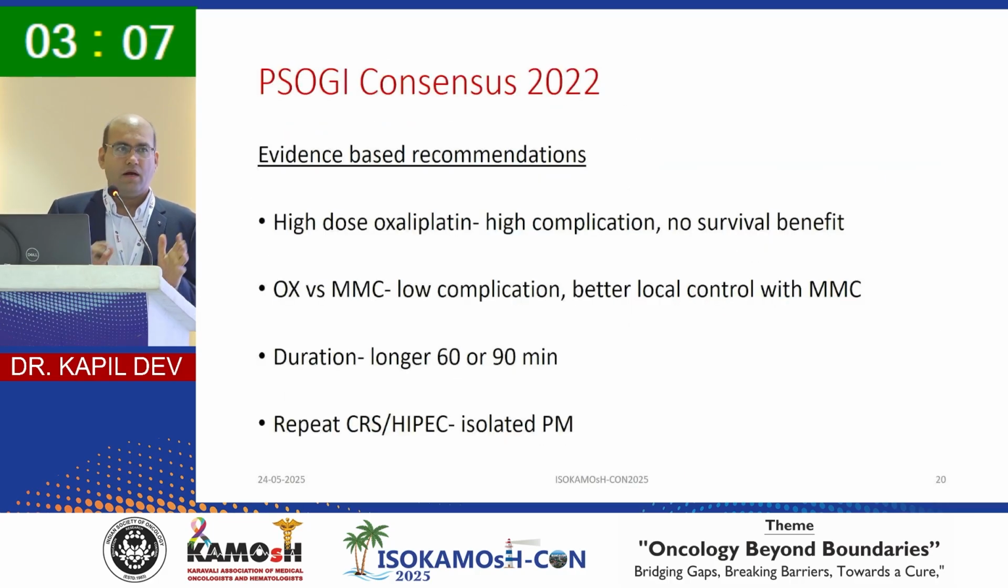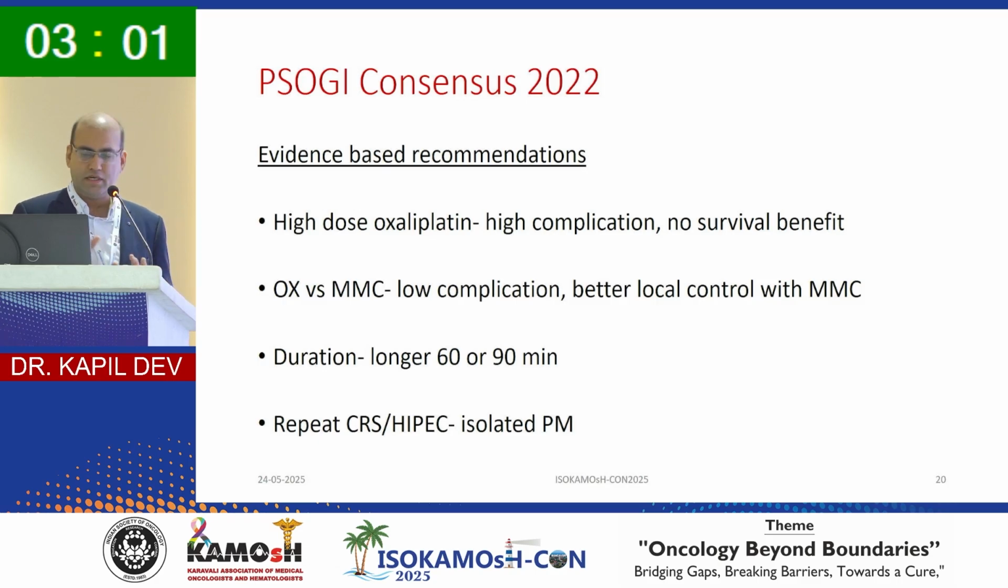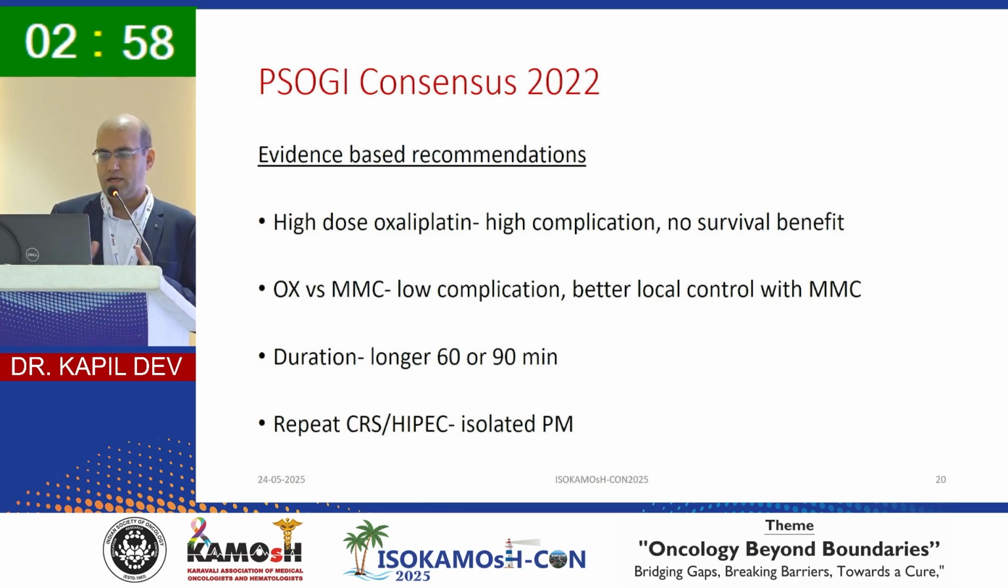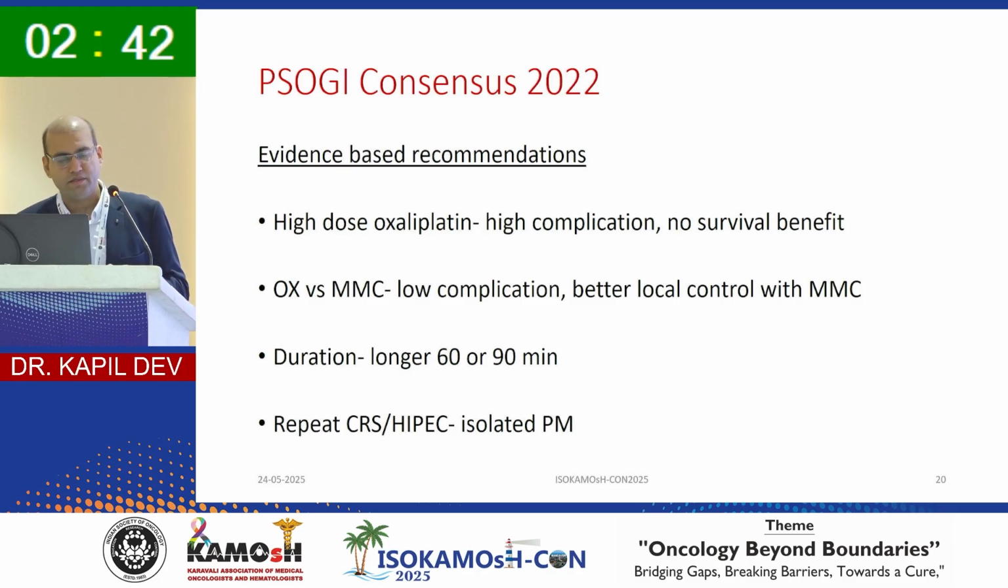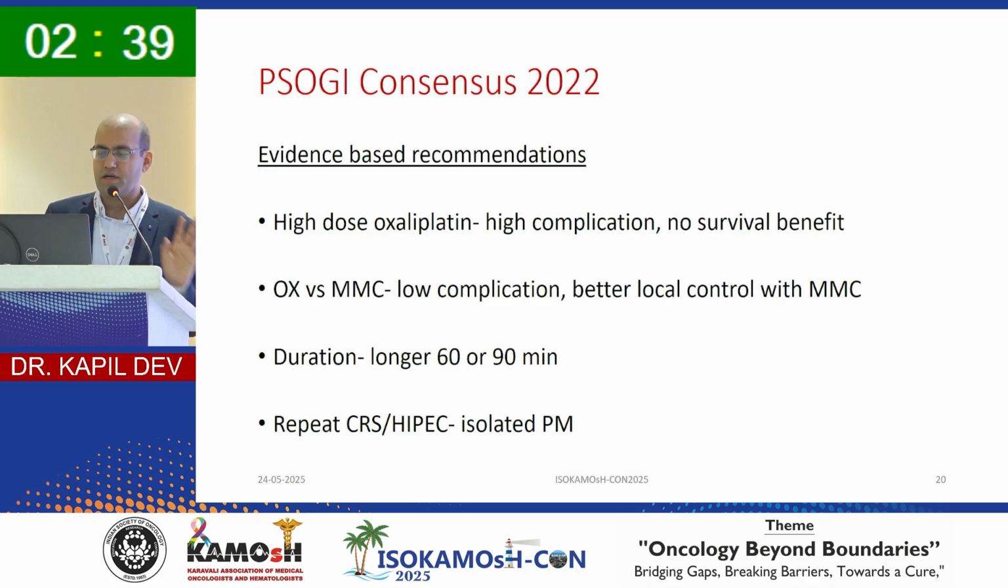Let me see. I want to discuss the PSOGI consensus of 2022 and how it was decided. The consensus was based on panelists, with evidence-based recommendations, a few opinion-based ones, and a few research priorities. Evidence-based, they found that high-dose oxaliplatin results in a high complication rate but no survival benefit. Comparing oxaliplatin versus mitomycin C, mitomycin C has low complication and better local control, but no survival advantage. A longer duration is favorable; the optimum is 60 minutes, later 90 minutes if possible.